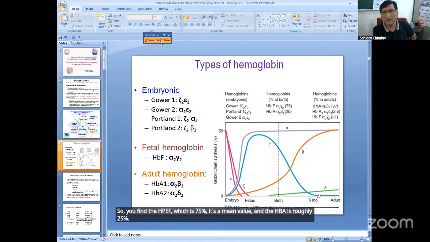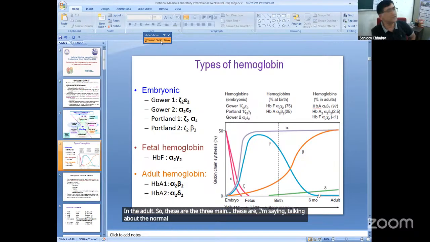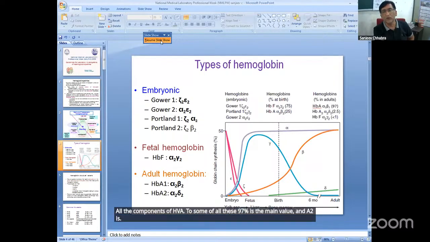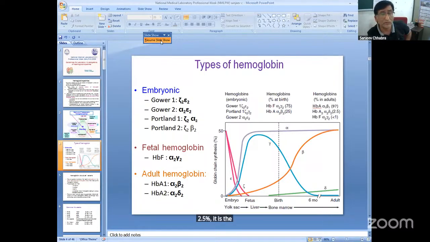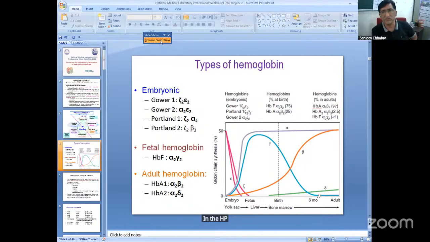In the adult, I'm talking about the normal components. HbA is alpha 2 beta 2, 97%, including all the glycated components of HbA. The sum of all is 97%, the mean value, and A2 is 2.5%. The range is around 2 to 3.3%, and F is less than 1% in adult life. These things help us very much when interpreting results in HPLC and all our investigations.